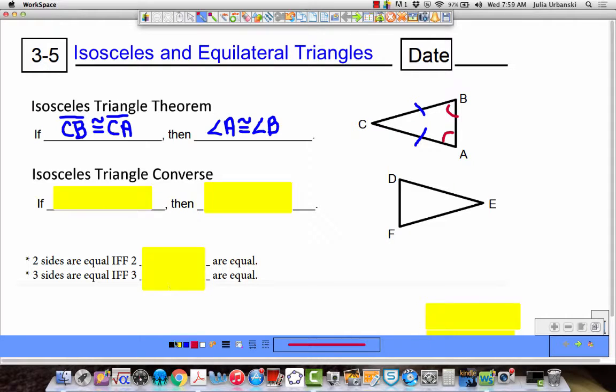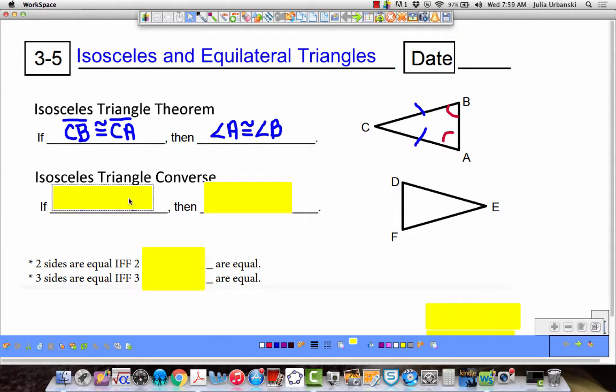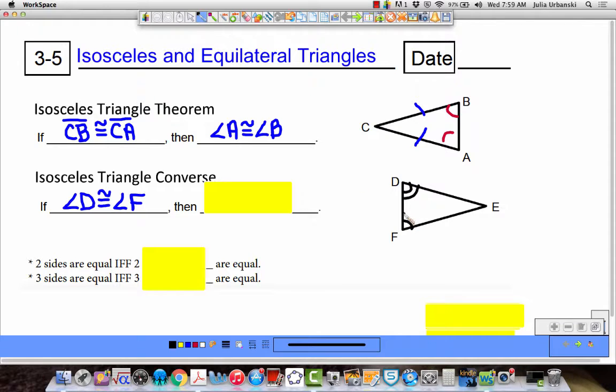Likewise, if you can find two angles that are equal, in your isosceles triangle theorem here, like angle D is equal to angle F, if that's given to you, angle D is equal to angle F, then go across from it and find the sides that would be equal. It just crisscrosses like that.